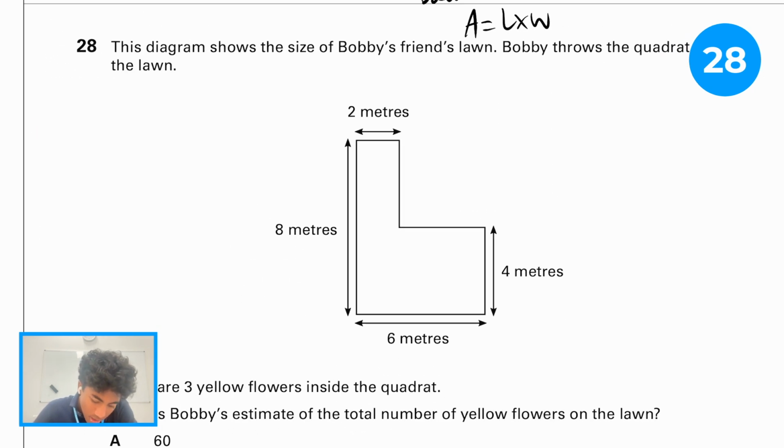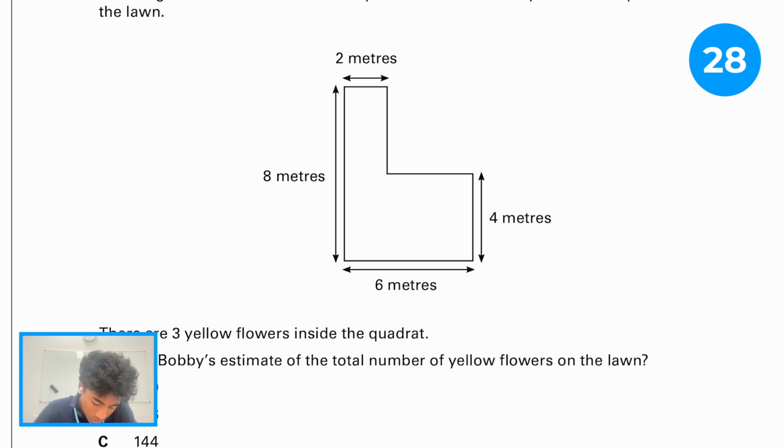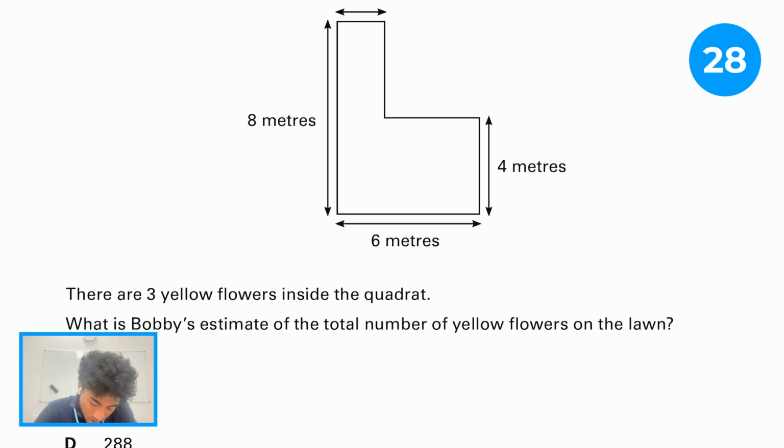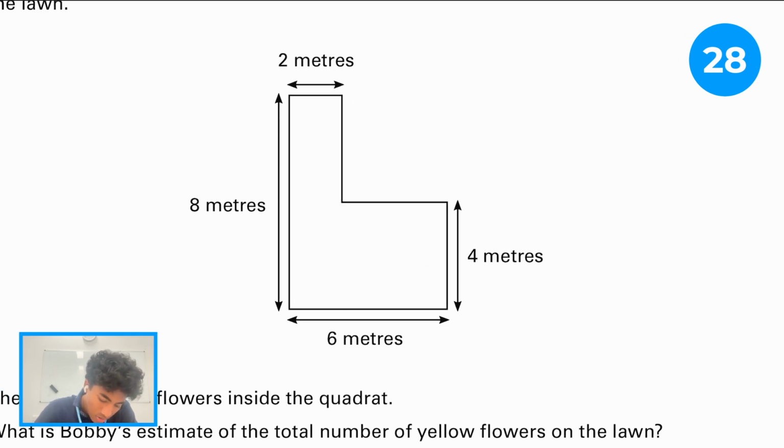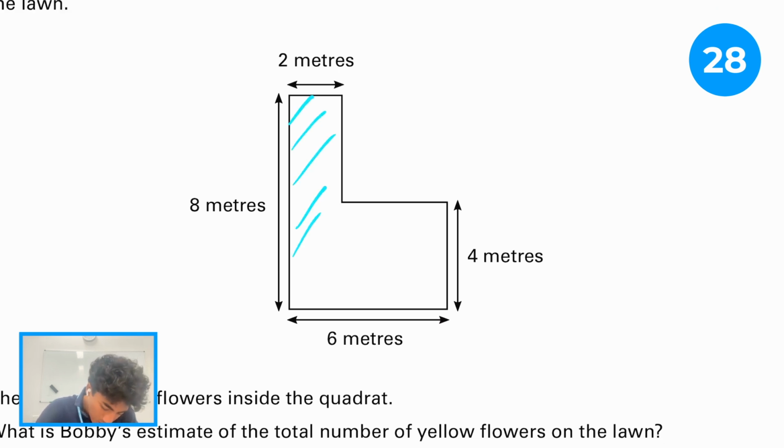The diagram shows the size of Bobby's friend's lawn. Bobby throws a quadrat onto the lawn. There are 3 yellow flowers inside the quadrat. So we need to find how many quadrats can fit into this area. First, we need to break this up into 2 rectangles. So let me draw in different colors. This is going to be our first rectangle, and then this is going to be our second rectangle.